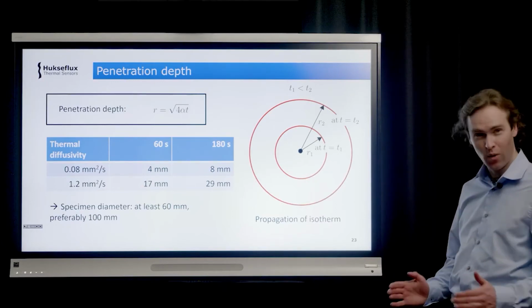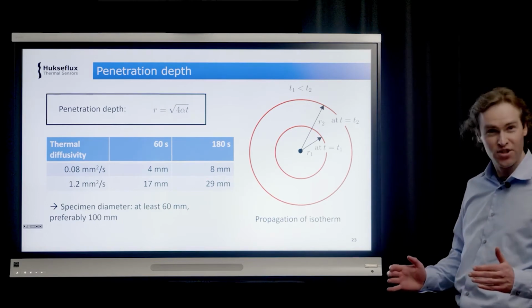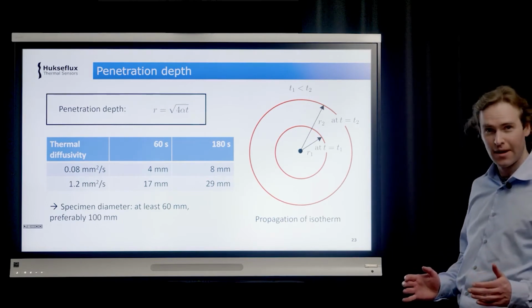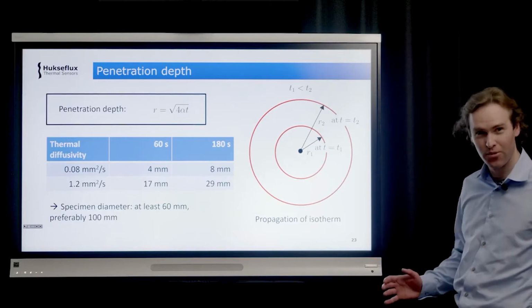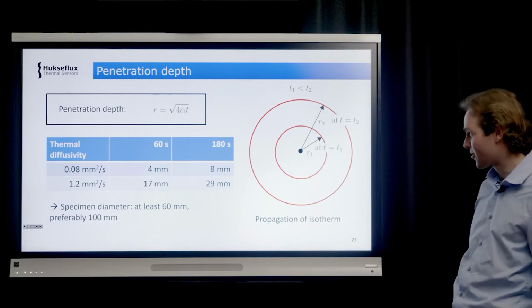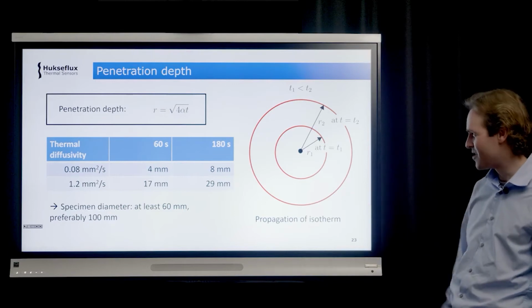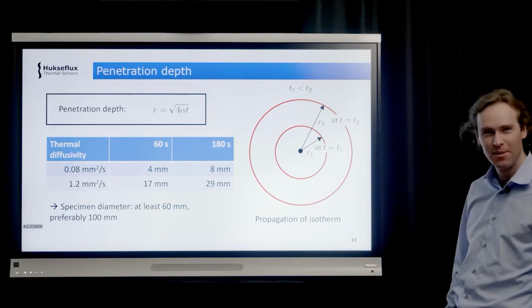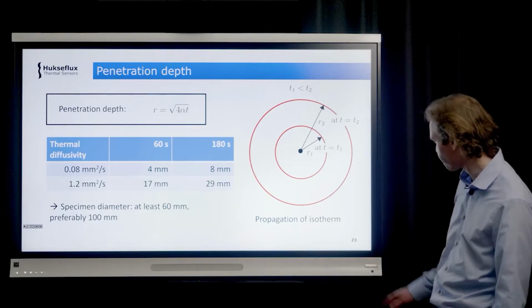Of course, once this heat wave reaches the end of your material, then your measurement will be affected by whatever is around that material. So you should consider your specimen diameter. From this, I would say it should be at least 60 millimeters, preferably a bit more, maybe 100 millimeters.